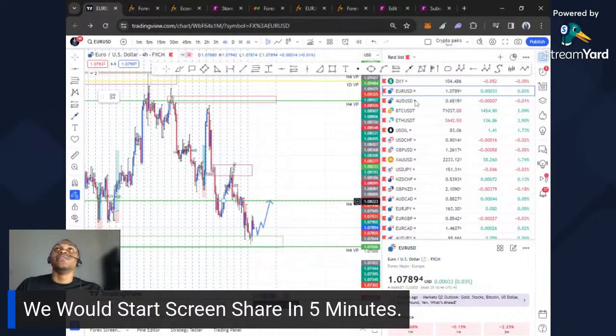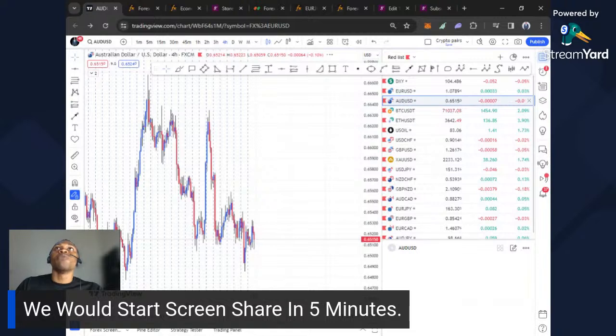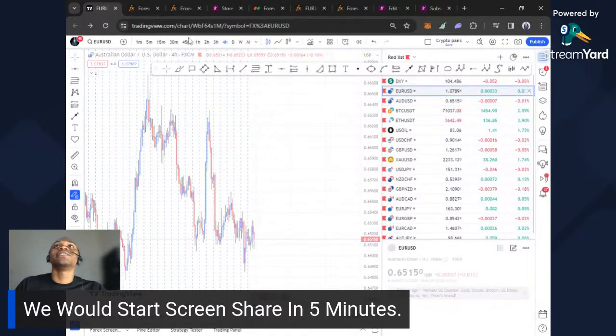Then the next is AUD USD. But before we check out AUD USD, let's check out the sentiment for Euro USD. Let's go back to sentiment.